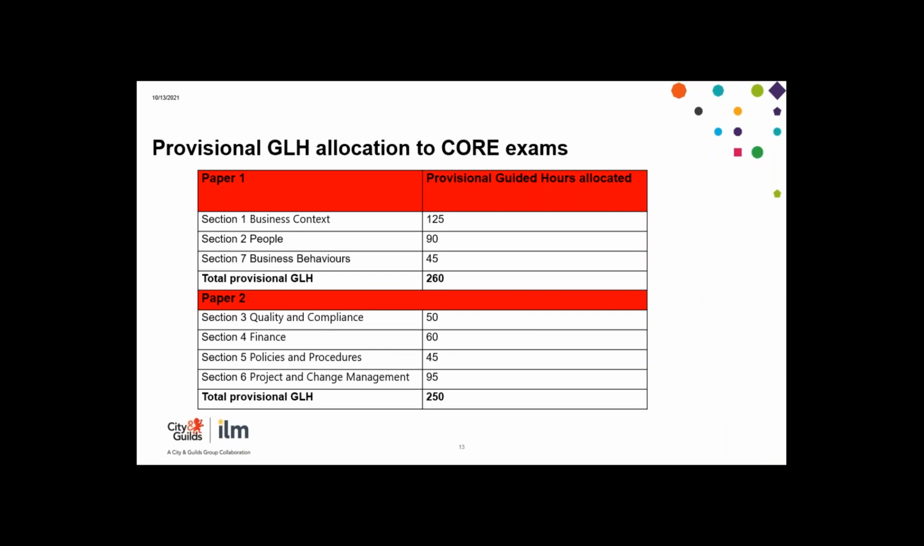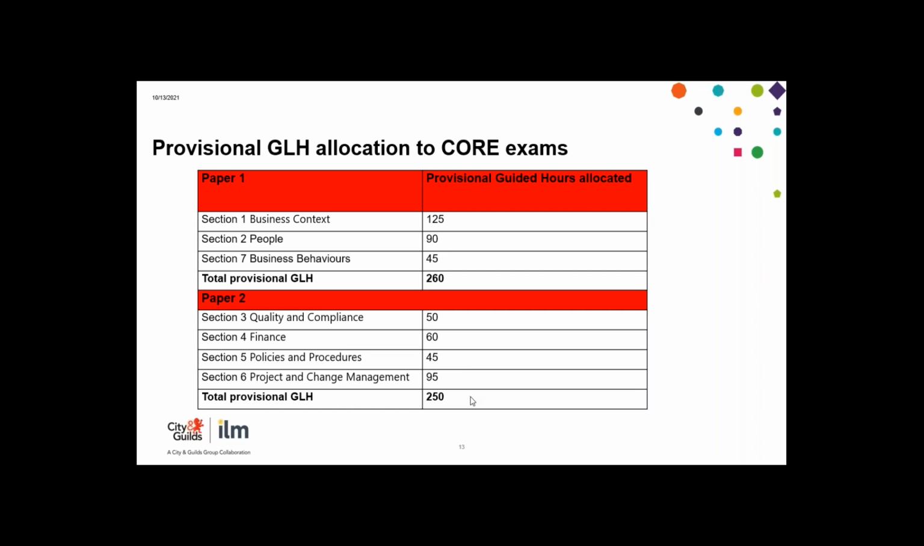So we've allocated suggested guided learning hours across the topic areas against the 2 core exam papers, as you can see here. So they're roughly equal, 260 and 250. As you can see, paper 1 is based on the overall business context and its people and business behaviours. And then the focus of paper 2 will be more about the inner workings of the business and how it functions and how it operates. So that's just the guided learning hours for the core exams.